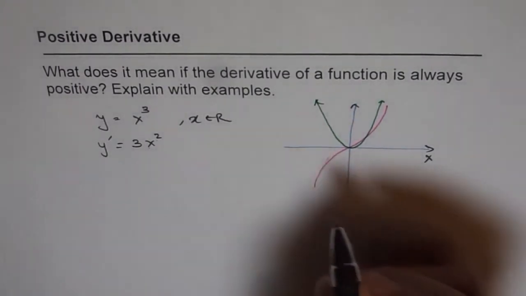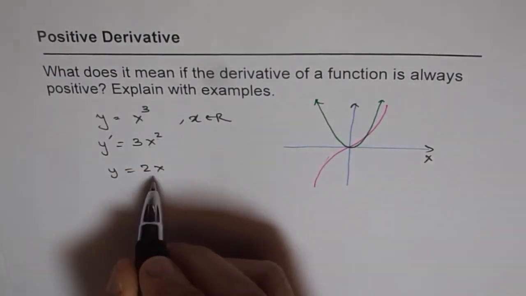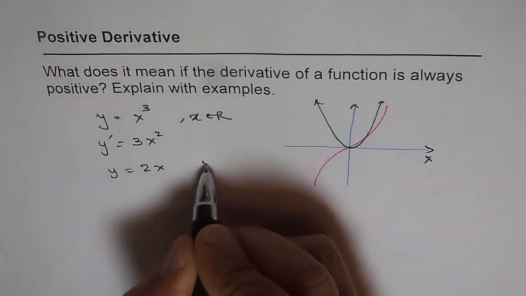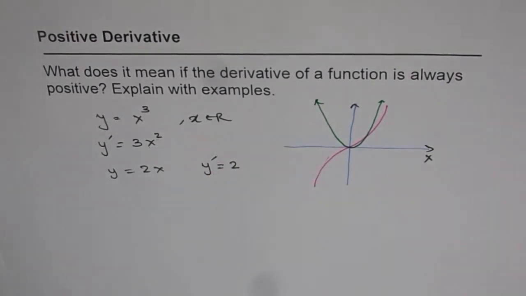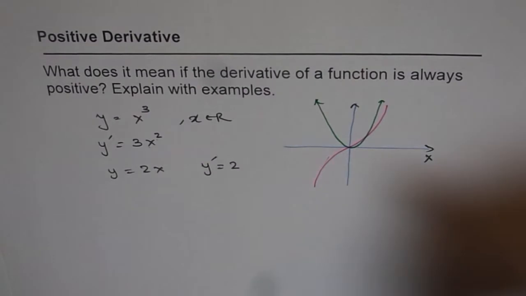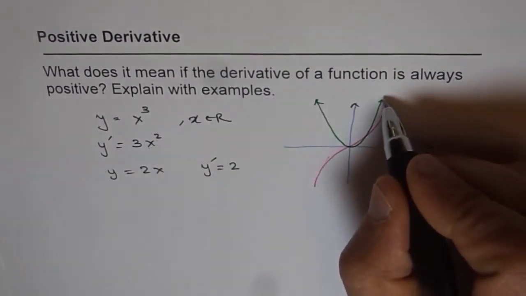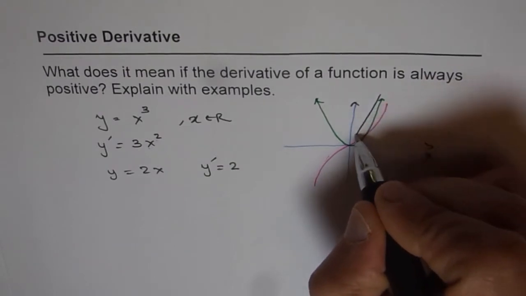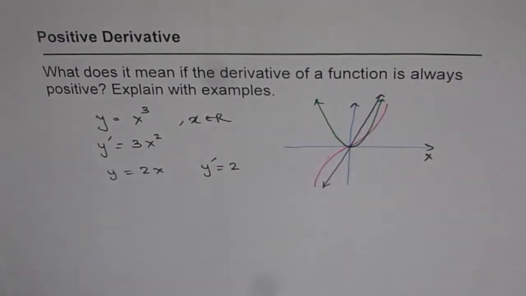Even if you see a function like y = 2x, right? So what is the derivative of this? The derivative of this is y' = 2. That is also positive. It also indicates that the function is always increasing. If you draw the line y = 2x, for example, a slant line like this, as you can see, it is always increasing.